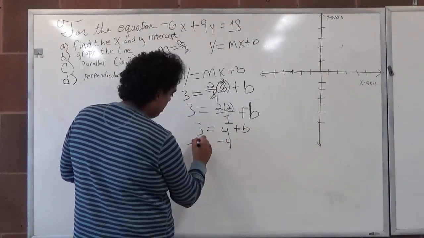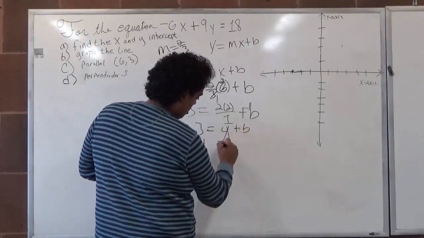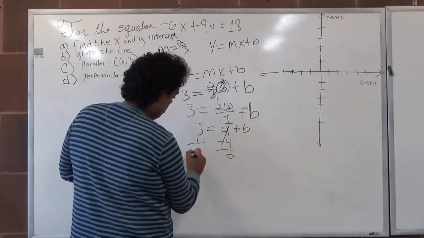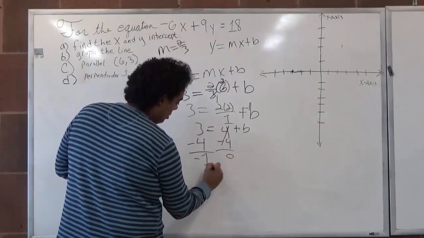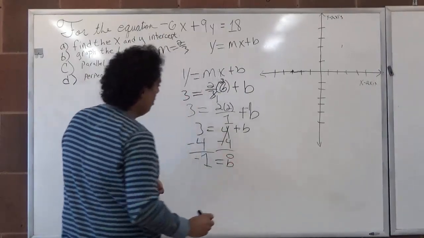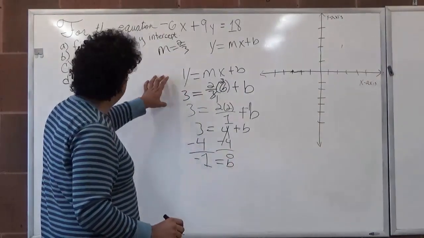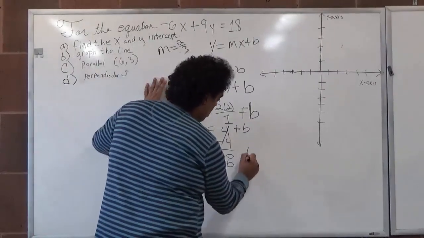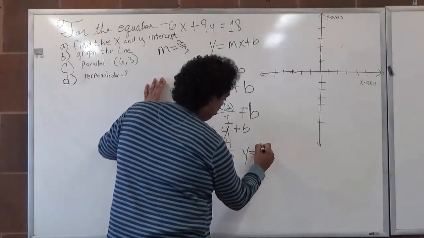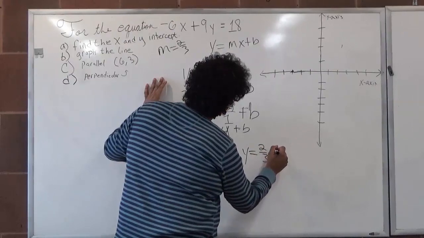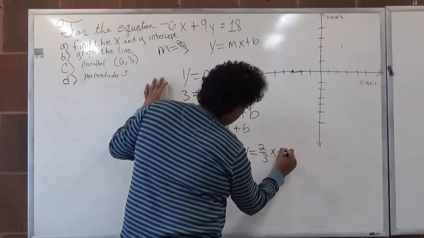Subtract 4 on both sides. 4 minus 4 is 0, and 3 minus 4 is negative 1. So b is equal to negative 1. So our equation in slope-intercept form would be y equal to 2 over 3 x minus 1.